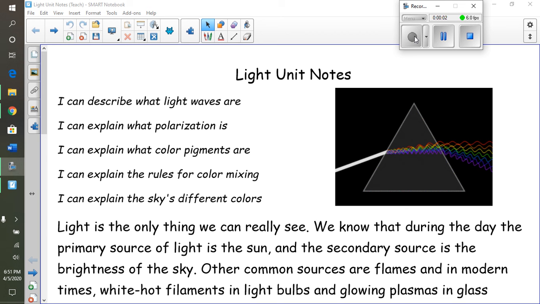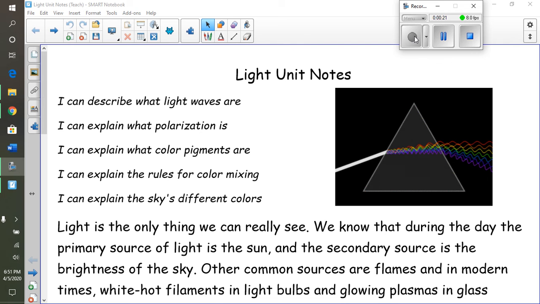Right, this is going to be our first unit, our first video for the light unit. We can see our learning goals here describing what light waves are, what polarization is, color pigments, rules for color mixing, and explaining our sky's different colors.